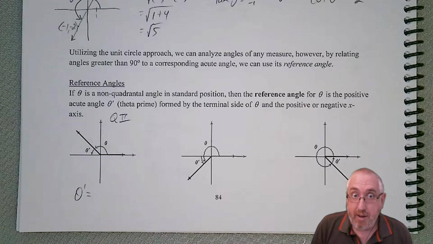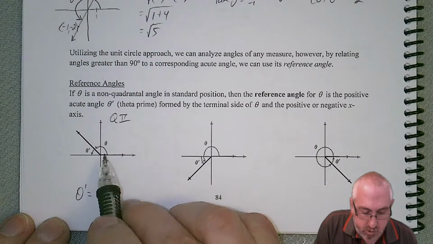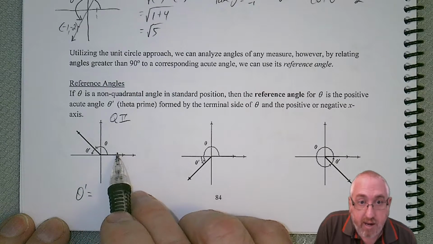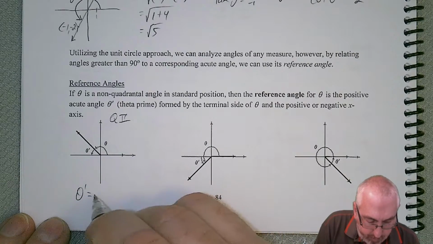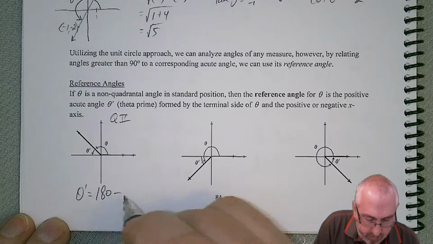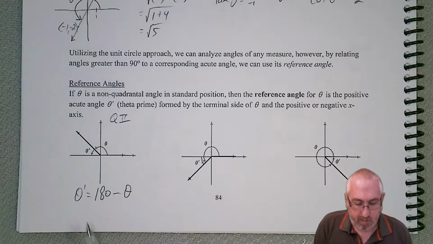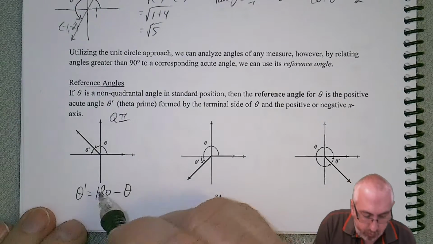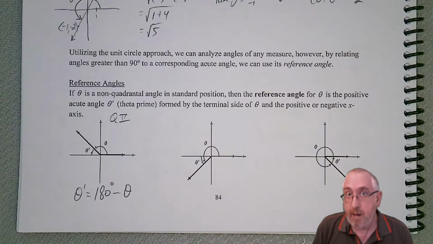Theta prime and theta together, you can see, do equal 180 degrees. So if we take the overall 180 degrees and subtract theta from that, that's going to leave us this little tiny angle. So that's the formula for this reference angle. 180 minus theta will give us theta prime. Now obviously we can change that into radians if we want. So instead of 180 degrees, we can say pi, same difference.